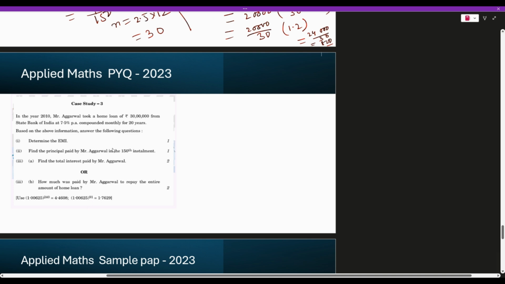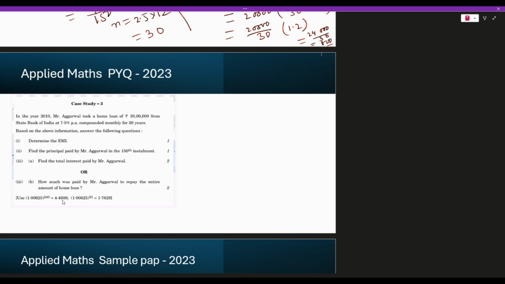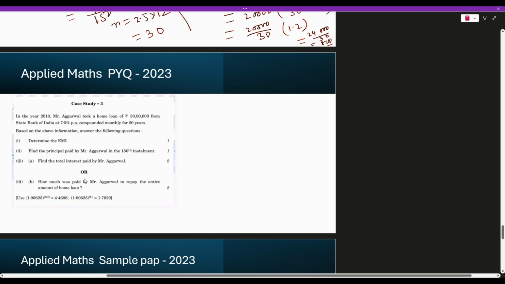Read the sum. Mr. Agarwal took a home loan of this from State Bank of India at 7.5% per annum, compounded monthly for 20 years. Based on the above information, answer the following questions. Determine the EMI, principal paid by Mr. Agarwal in 150th installment, interest paid by Mr. Agarwal. So all the parts what I told you, it is there. How much was paid by Mr. Agarwal to repay the entire amount of home loan? The big question. Case study, 4-mark question.